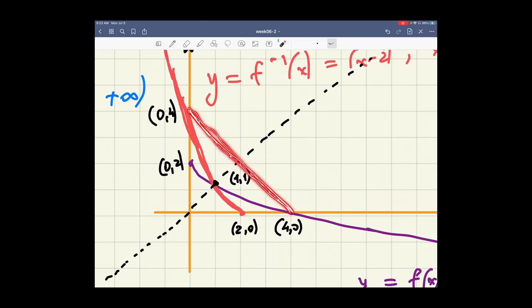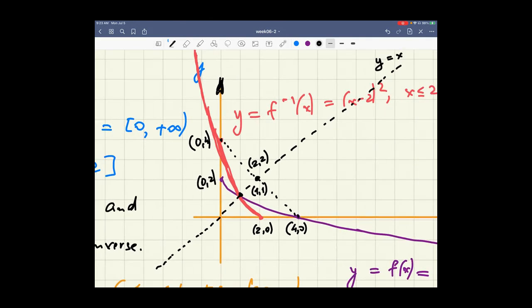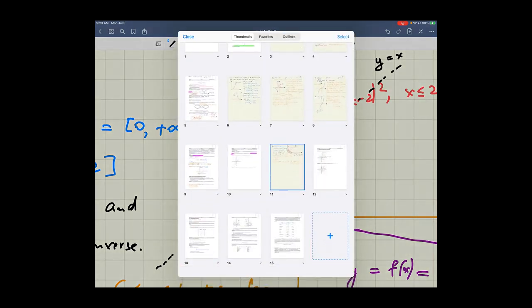This line joining 0, 4 and 4, 0 is perpendicular to the line y equals x, and moreover, the midpoint of that segment joining 0, 4 and 4, 0 lies exactly on the line y equals x. That point actually is 2, 2. And in all other examples that we worked in the past, you can see a similar situation.